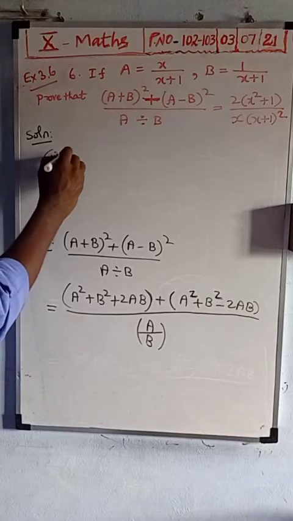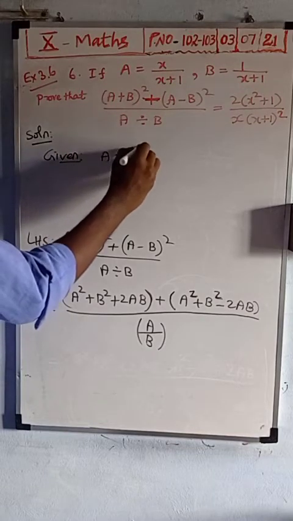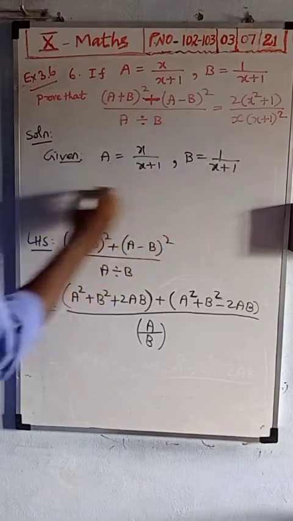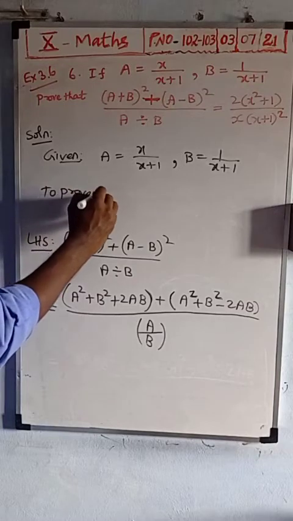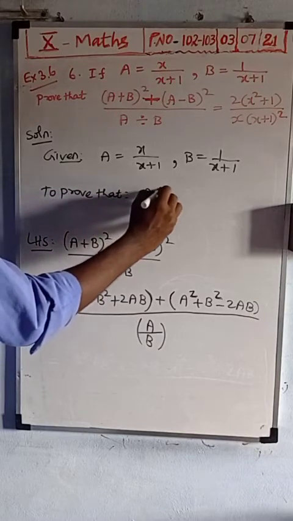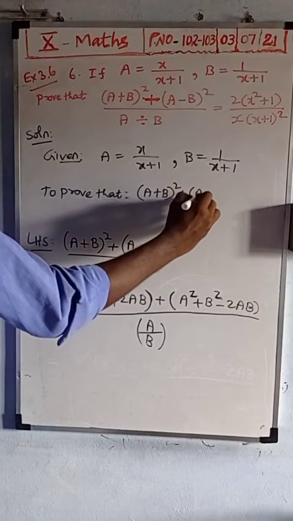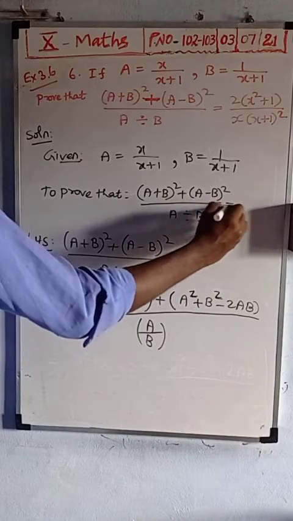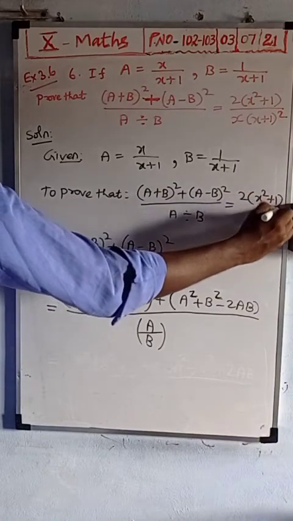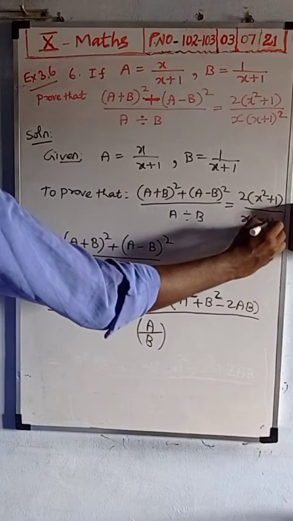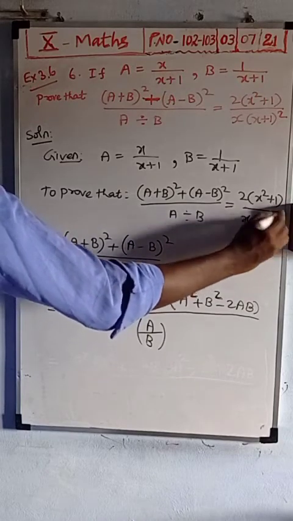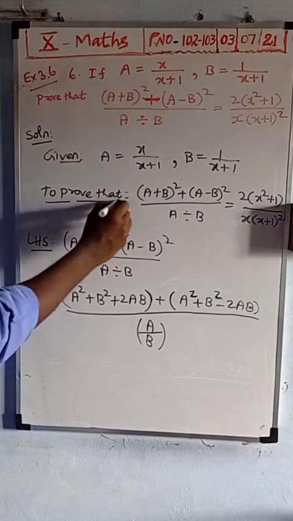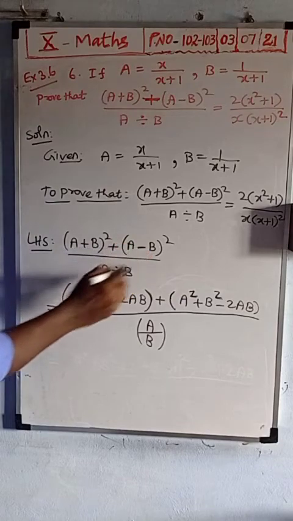First, here given A is x by x plus 1 and B is 1 by x plus 1. Then we want to prove that (a plus b) whole squared plus (a minus b) whole squared divided by a divided by b is equal to 2 times of x square plus 1 divided by x of x plus 1 to the whole square. Now take LHS side first. This LHS side you take and we will prove RHS. So for LHS side, first apply the formula.